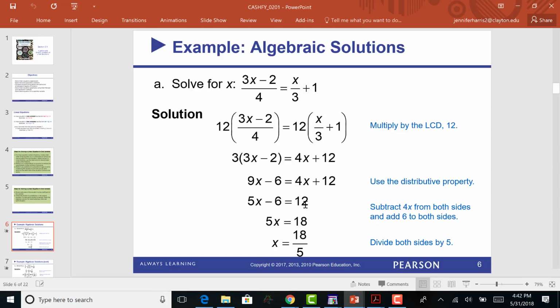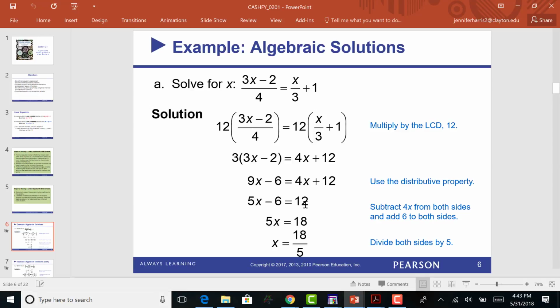And I end up with my 4x minus 4x canceling itself out. What's 9x minus 4x? 5x. And then I have my minus 6 equals 12. What should I do next? Add 6 to both sides. I end up with 5x is equal to what? 18. Then what? Divide by 5 on both sides. So x is equal to?